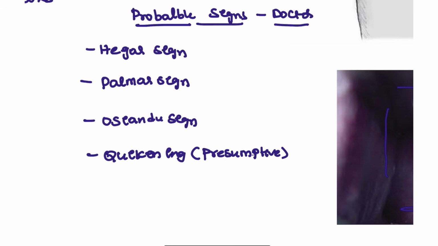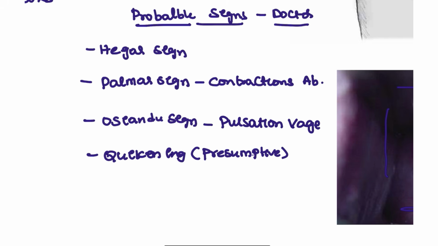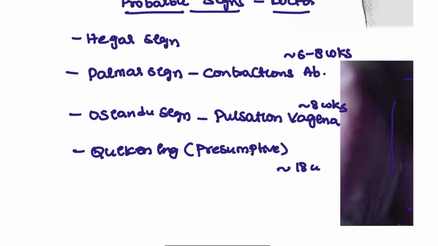Next, the Palmar sign. What is meant by the Palmar sign? Palmar sign is the contractions. You will be able to feel the contractions in the vagina, and they are heard in the abdomen. Osiander sign is pulsation in the vagina. The Palmar sign is around 6 to 8 weeks, and the Osiander sign is 8 weeks, and quickening will be around 18 weeks.